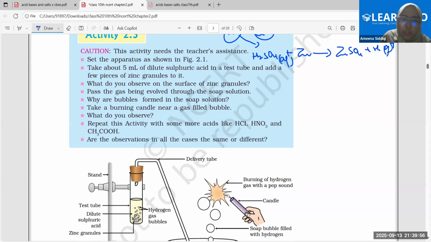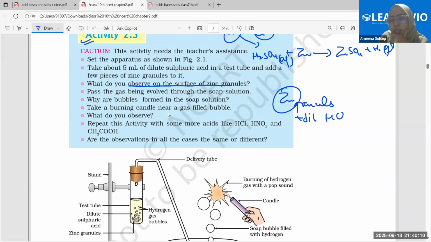Now some of the important points regarding this activity. What do you observe on the surface of the zinc granules? Imagine that we have zinc as the metal. We take zinc granules and react them with any acid. Let's say we have dilute HCl. Why do we see the bubbles near the zinc granules? What are the bubbles of? Hydrogen gas, H2 gas. Yeah. Basically, those bubbles near the zinc granules are H2 gas.